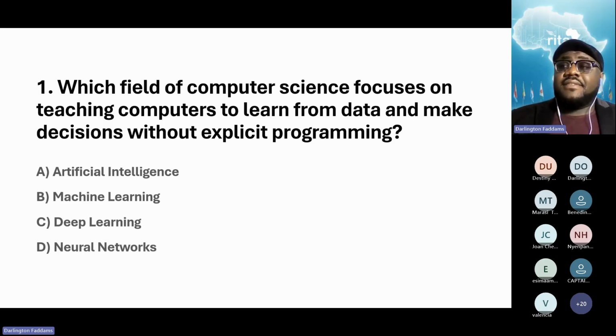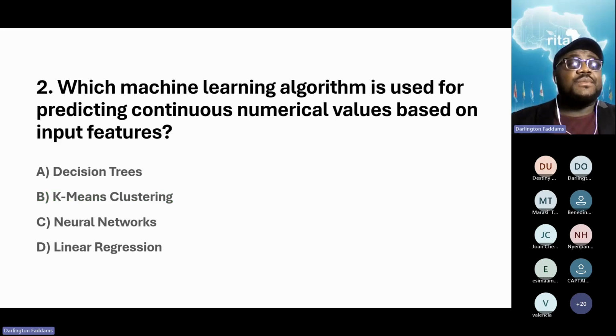When we started this class, if you were not here, AI is computer science. If you are into AI, you are into computer science and you are a computer scientist. So I'm happy that you are not saying artificial intelligence, because the question is very, very precise. It's saying learning from data. The moment you hear learning from data, the answer is machine learning. So you all got it right, and that is so impressive. Question 2. Which machine learning algorithm is used for predicting continuous numerical values based on input features?